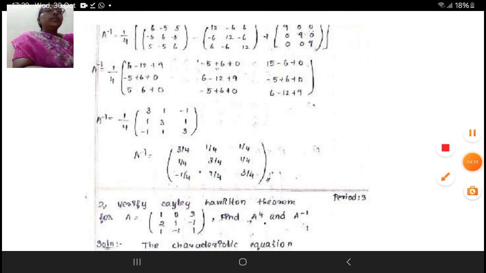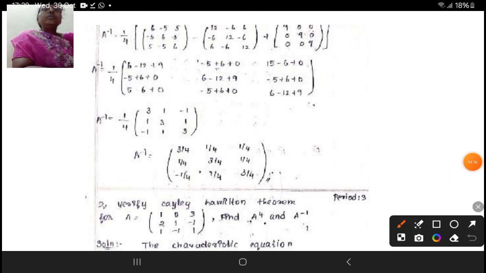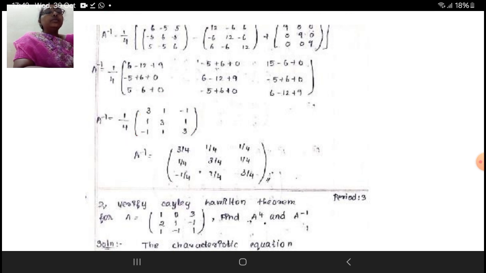So here we got the answer as A inverse equal to 1 by 4 into the matrix 3, 1, minus 1, 1, 3, 1, minus 1, 1, 3. This 4 is the determinant of A, and this matrix is the adjoint of A. Already we know the A inverse value. So if we compare these two, we get this value.